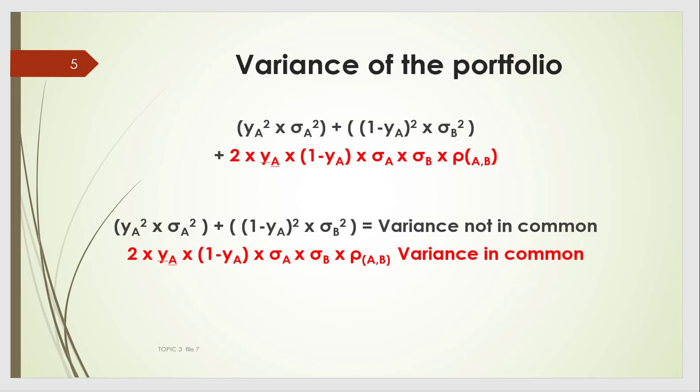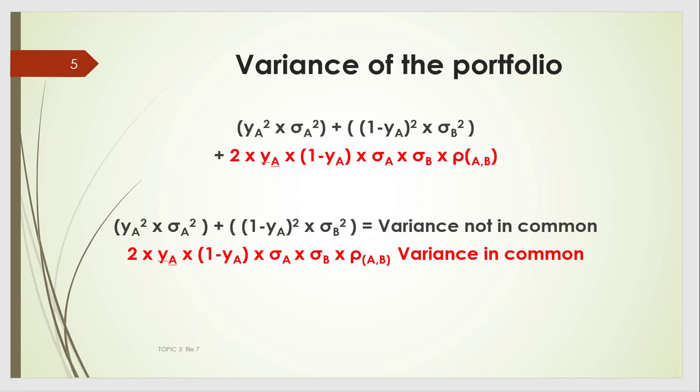Go back up to the red row in the upper part of the screen. We see you have 2 times YA times 1 minus YA times standard deviation of A times standard deviation of B. The last thing is correlation of A with B. The way I would want to read this is 2 times the investment in A times the investment in B times the standard deviation of A times the standard deviation of B times correlation. Let's focus on the last part, standard deviation of A times standard deviation of B times correlation. That's covariance. So it's really twice the weights times covariance.